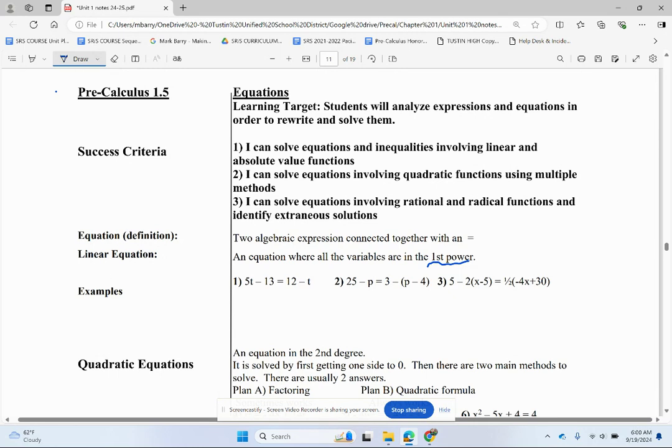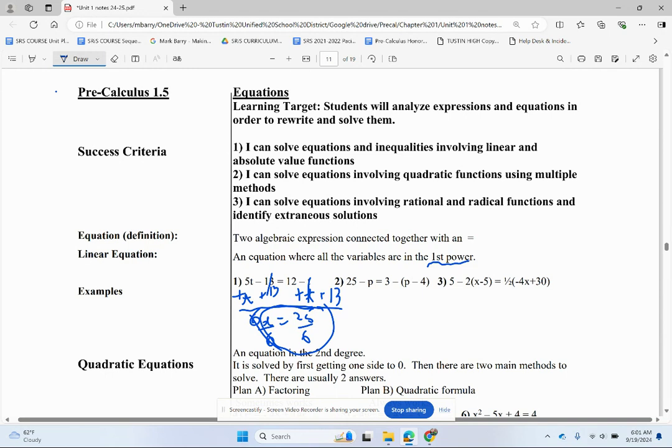So for these ones, you want to get all the numbers to one side and all the variables to the other. It doesn't really matter which side you do it to. So I'm going to go ahead and add this t over to this side. And then we'll add the 13 over to this side. So that'll cancel out here and here. And we get 5t plus t would be 6t equals, and then 12 plus 13 would give me 25. And then I would just divide by 6. That would cancel that out, and that would be my answer there.